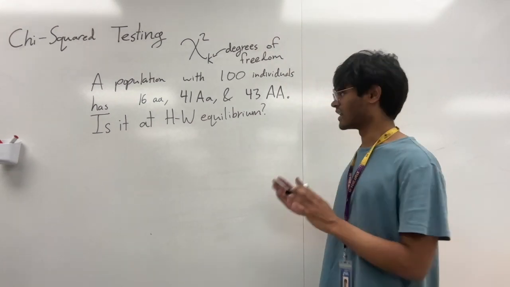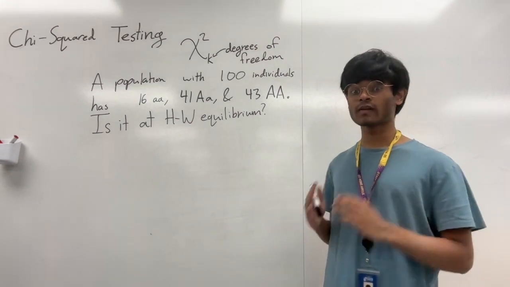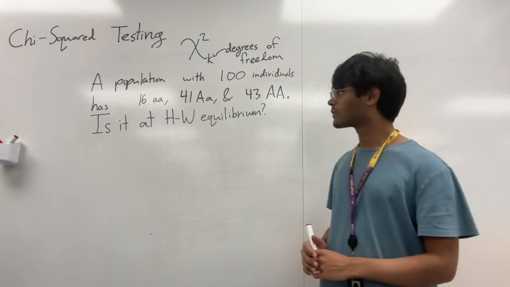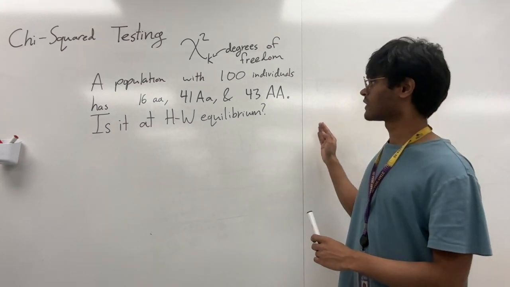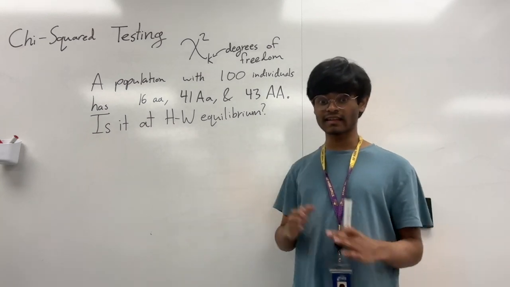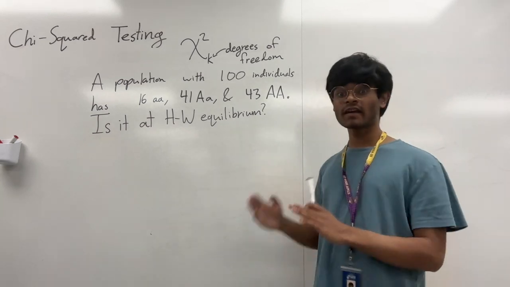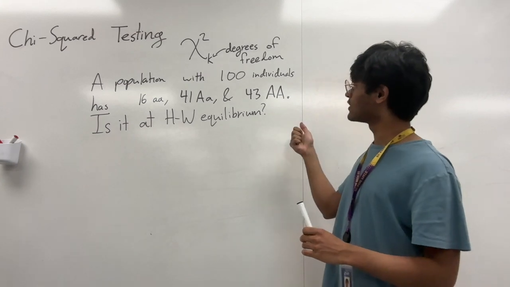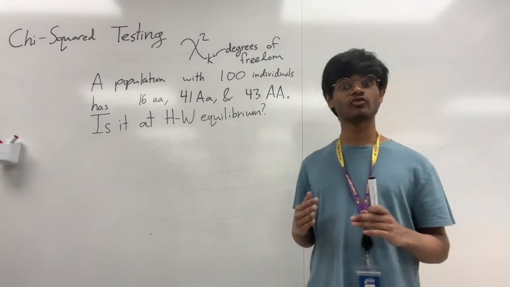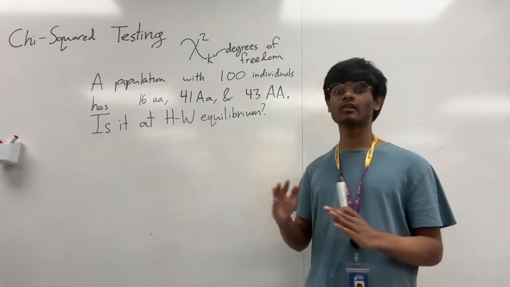Let's look at an example of using chi-square testing for Hardy-Weinberg equilibrium. A population with 100 individuals has 16 individuals who are little a, 41 who are big A little a, and 43 who are big A. Our job is to determine whether it is at Hardy-Weinberg equilibrium.